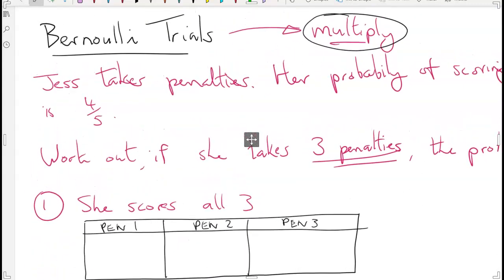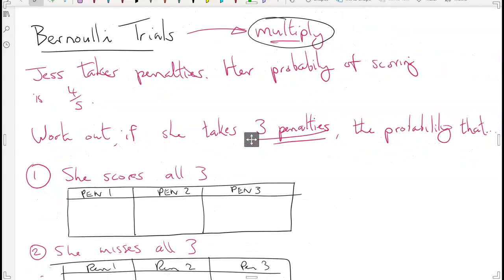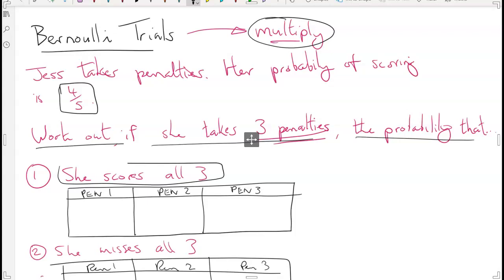Now, Bernoulli trials. Bernoulli trials are the probability of a series of events happening in a particular order. So, for example, in this question here, Jess takes penalties. The probability of scoring a penalty for Jess is 4/5. So ordinarily over Jess's career, she scores 4 out of 5 penalties when she takes them. Now work out, if she takes 3 penalties, the probability that she scores all 3.